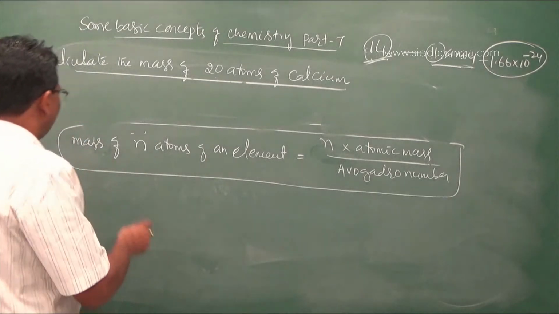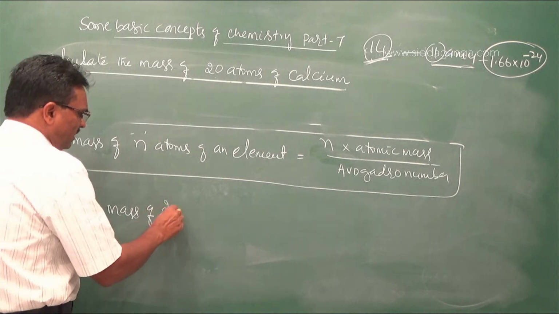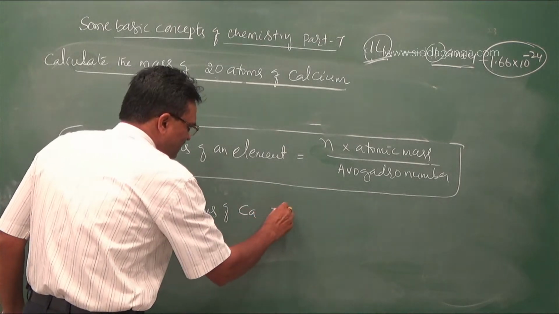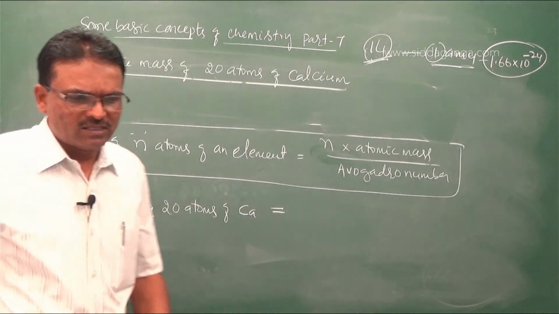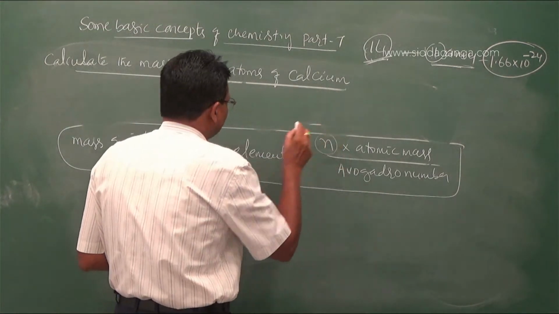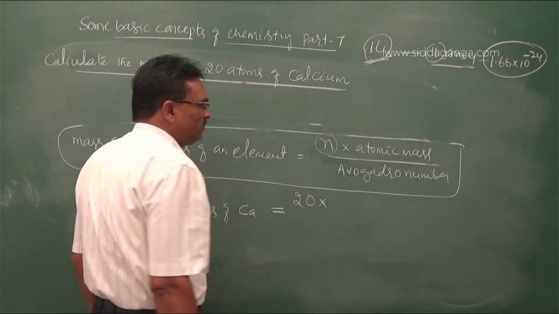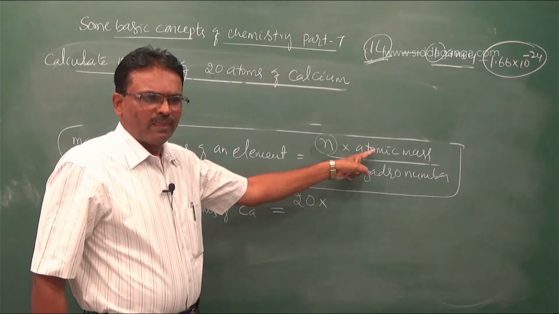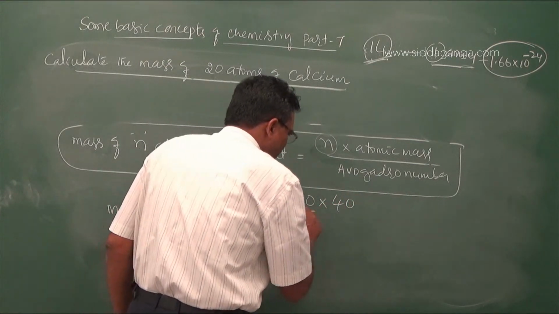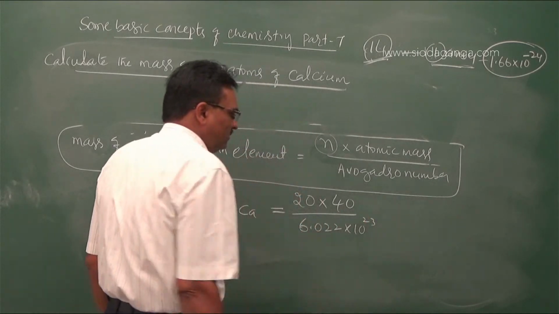So look here, mass of 20 atoms of calcium is equal to n, where n means number of atoms. How many atoms? 20. 20 into atomic mass. Atomic mass of calcium is 40. 40 divided by 6.022 into 10 to the power of 23.